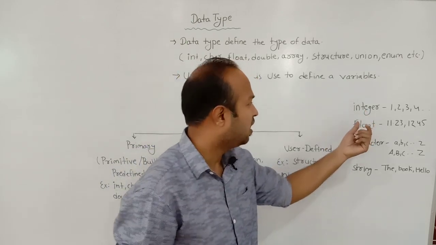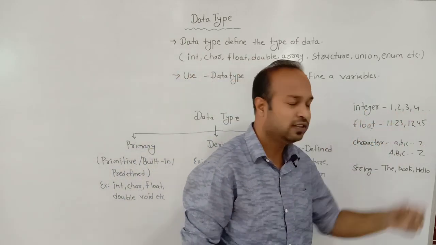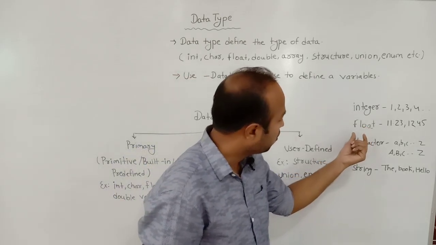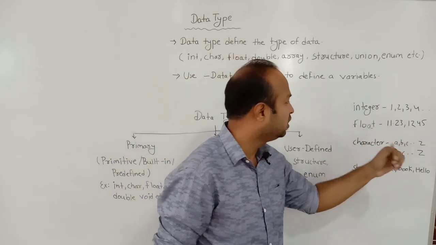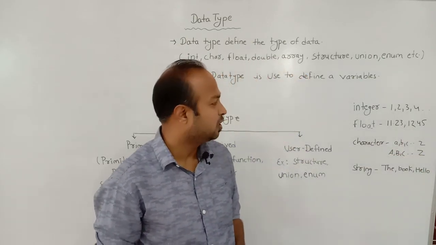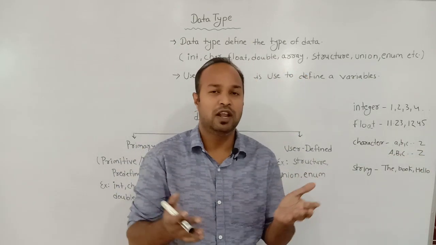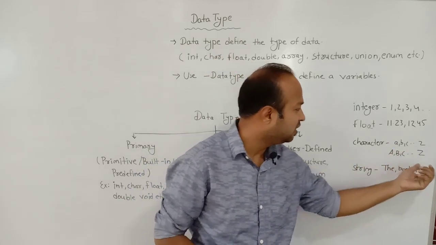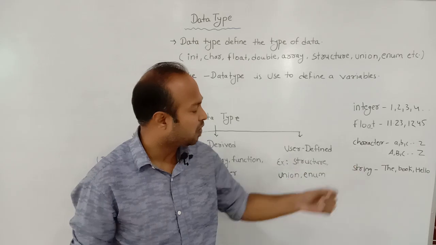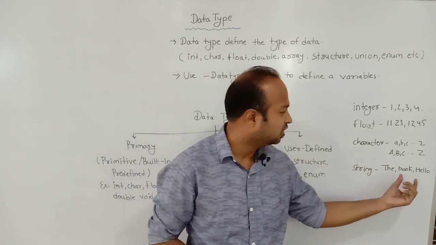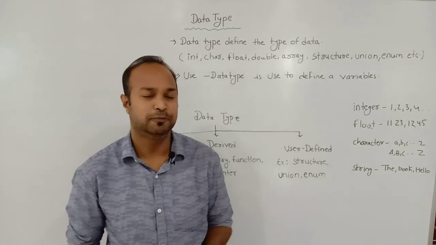Examples of integer data are 1, 2, 3, 4, 5, 6. Examples of floating point data are 11.23 and 12.45. Character data means capital alphabets or small alphabets: a, b, c, d, A, B, C, D. These are examples of the character data type. And string data is, for example, book, the, hello.